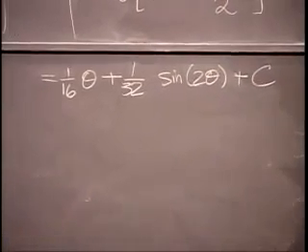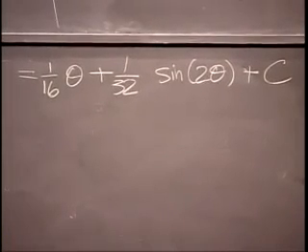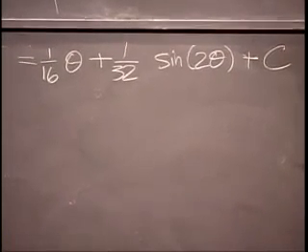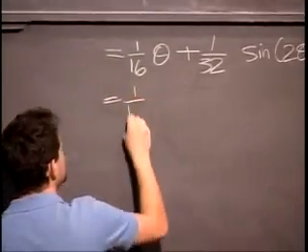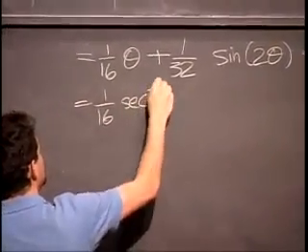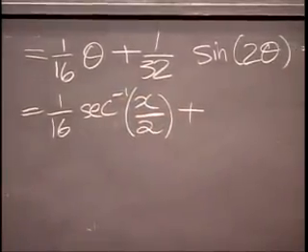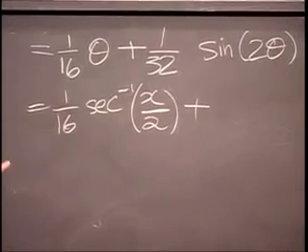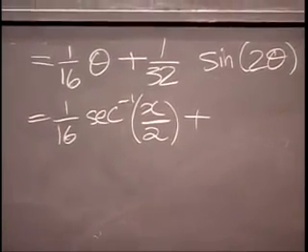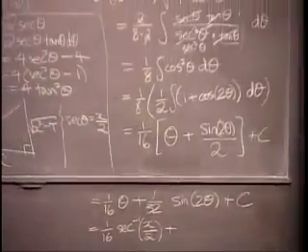We're no longer in x land, though. We have to switch back to x land from theta land. So the theta, I'm just going to write inverse secant x over 2. After all, secant theta is x over 2. So theta, best you can do is inverse secant x over 2.